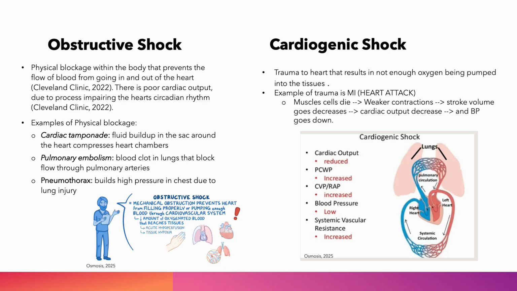We also have cardiogenic shock, which is trauma to the heart that results in not enough oxygen being pumped to the tissues. An example of this is a heart attack. What happens is that muscle cells die, contraction becomes weaker, stroke volume goes down, cardiac output decreases, and BP goes down.